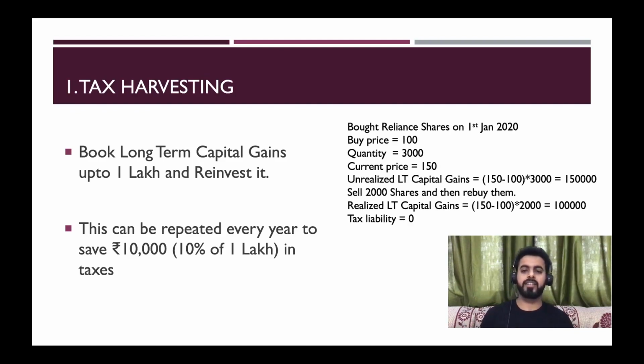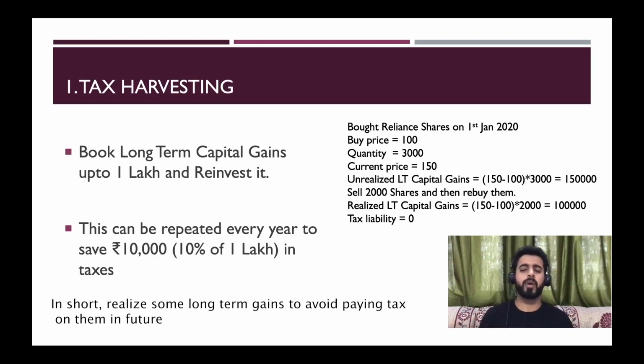So let's again take an example. Let's say you bought Reliance shares on 1st January 2020. The buying price was 100, the quantity was 3000, and the current price is, let's say, 150. You want to hold this share for long term because you feel it will give even more profits to you. And currently you have an unrealized long-term capital gain of 1,50,000. So what you can do right now is you can sell 2000 shares and then maybe rebuy them because you want to keep your portfolio the same.